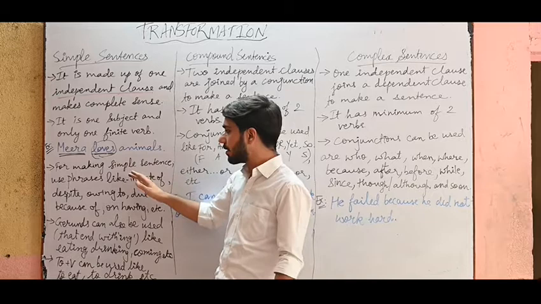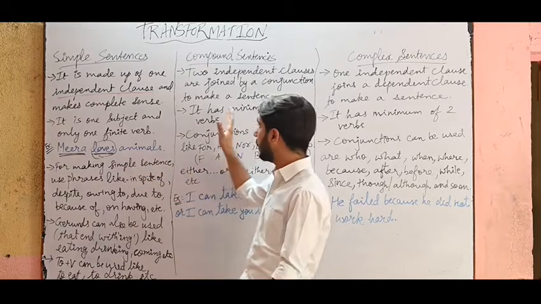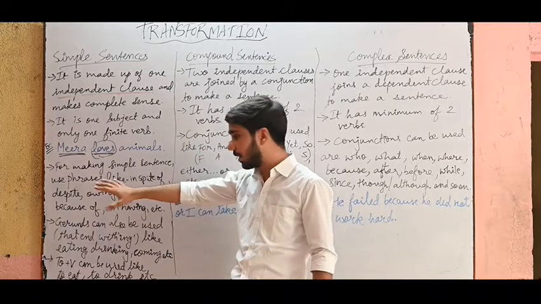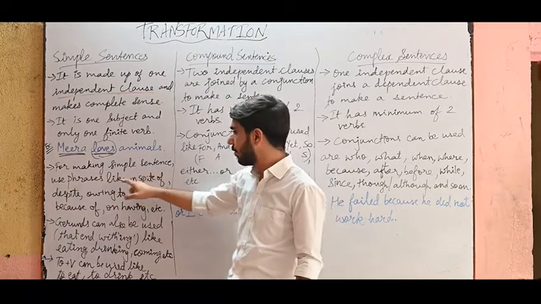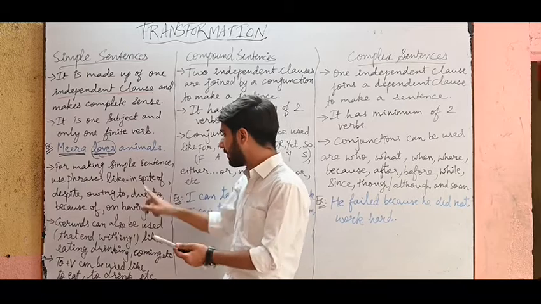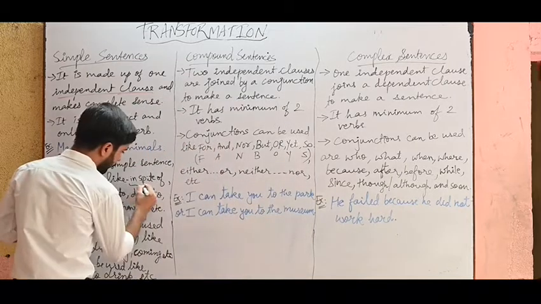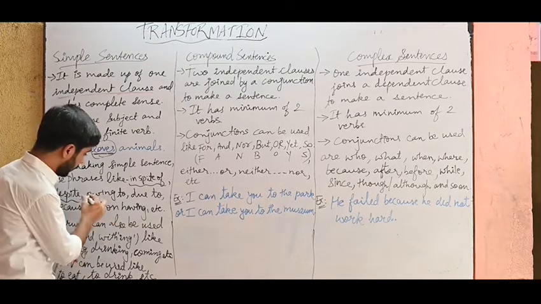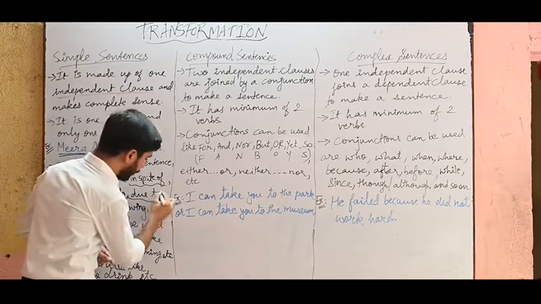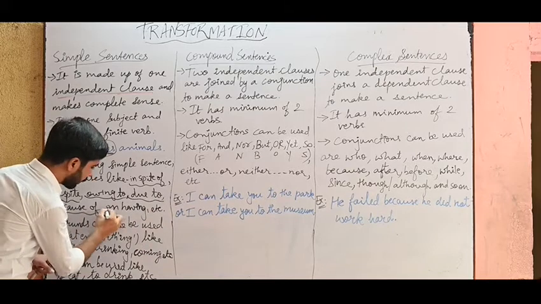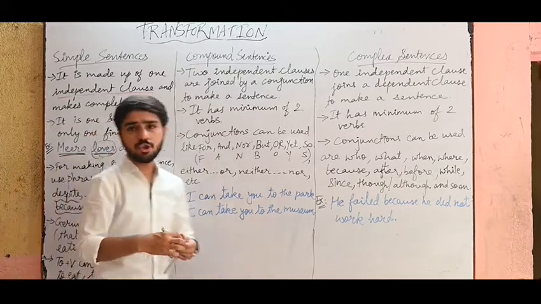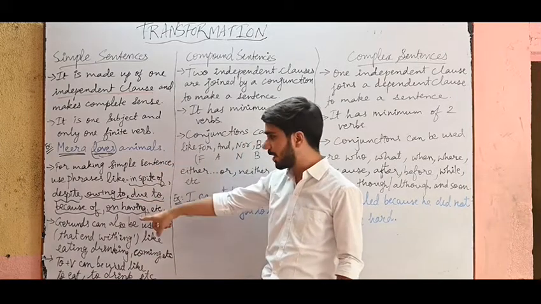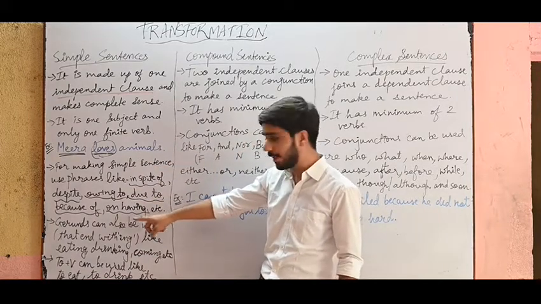And when you are asked to make a simple sentence, for example, if you are given a compound or complex sentence and you have to change from compound to simple or complex to simple, then use this. You can use phrases like in spite of, despite, owing to, due to, because of, on having, etc. So you can use all these phrases when you have to change from compound to simple or complex to simple. Remember this, you can write it down.